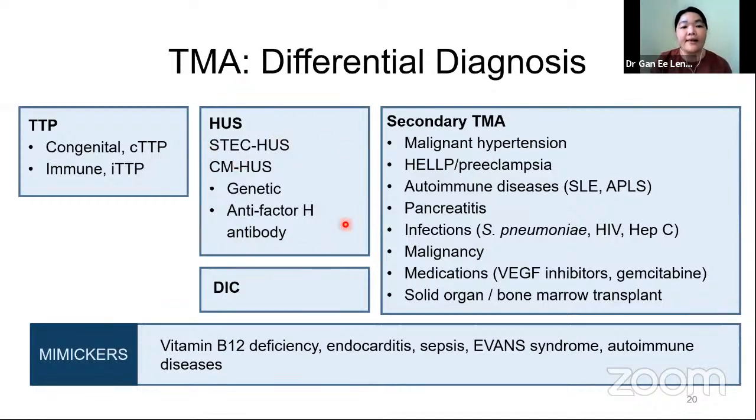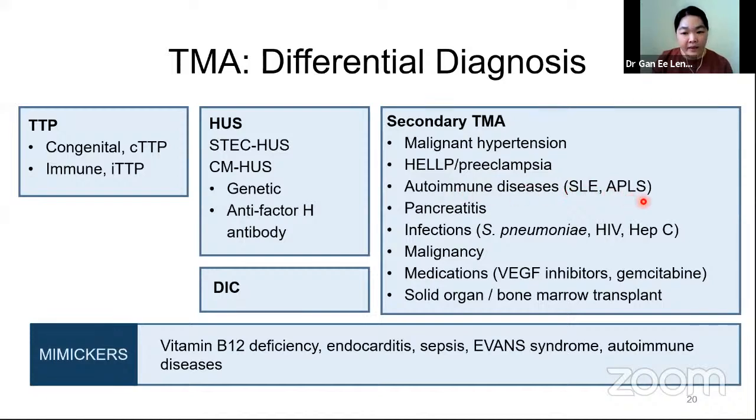So we have HUS under another big group of TMA that remains one of the differential diagnoses. But bear in mind that HUS, most of the time, comes in with very significant renal failure compared to TTP. That's why in the PLASMIC score there's one score for creatinine less than 2, because most of the time the renal failure is not very severe. DIC is also a TMA, and for secondary TMA the list can be very, very long. It can be malignant hypertension. In a pregnant lady, do not forget about HELLP syndrome and preeclampsia.